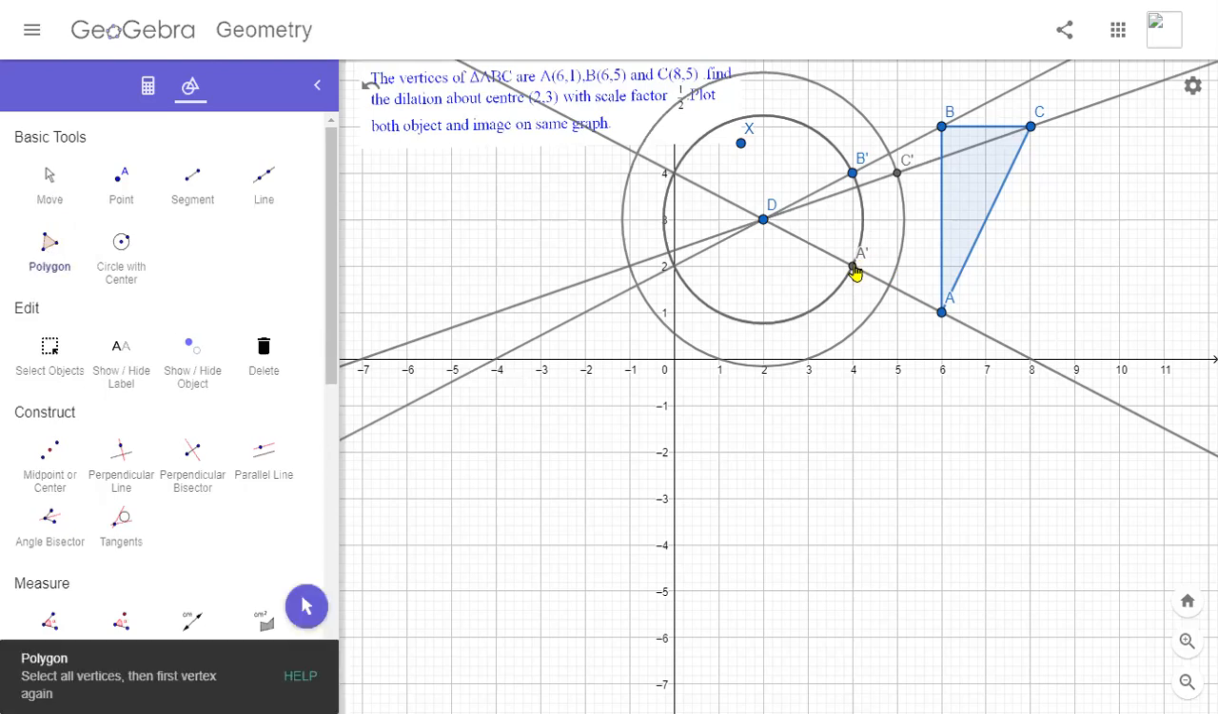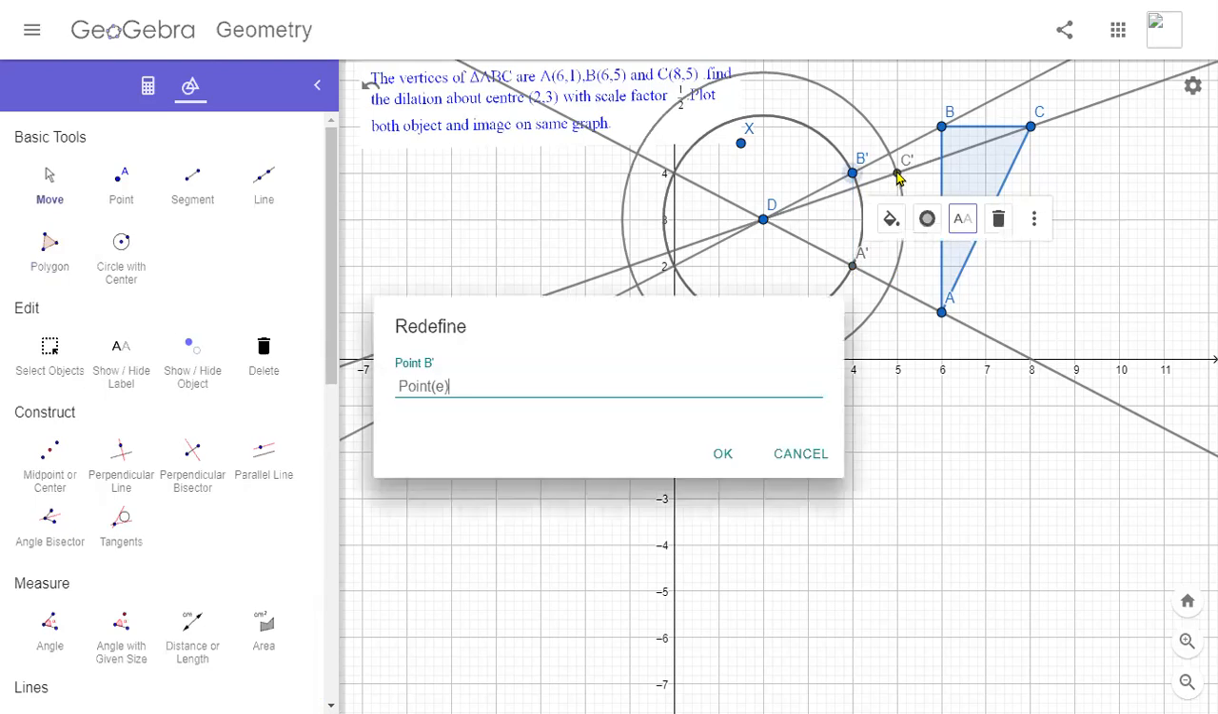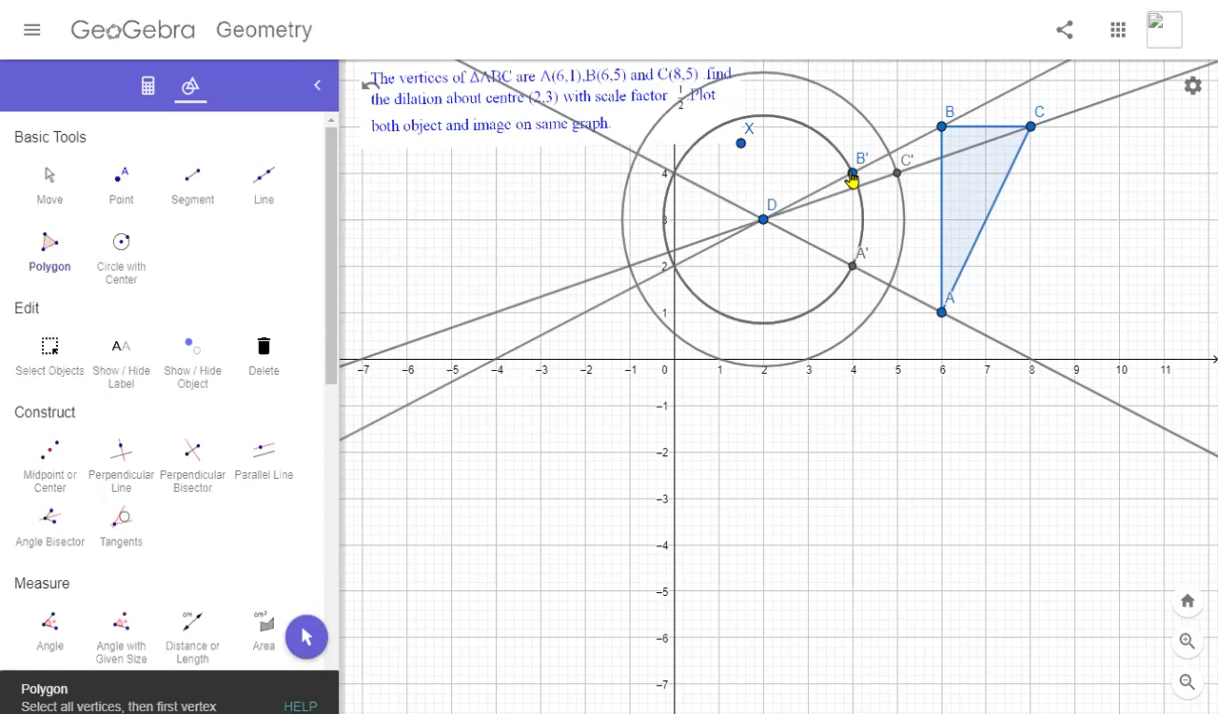And finally, let me connect all these image points. Let me connect point A to B, B to C, and C to A. This triangle A prime, B prime, C prime is reduced. This triangle is exactly half the size of triangle ABC. Here the image has exactly half the size of the object triangle ABC.